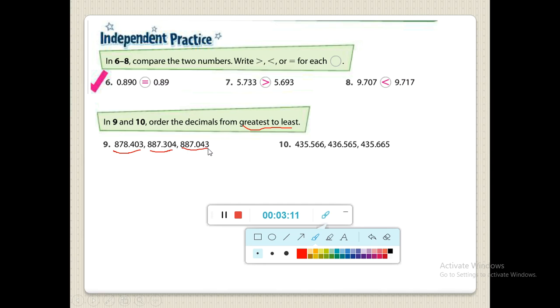I start comparing from the left, so I start comparing from the hundreds. 8, 8, 8, 7, 8, 8. So this is the smallest. It will be third. Now I compare these. 7, 7. The ones are the same. They are still the same. Then I compare the tenths. Here 3 and here 0. So this is greater. And this will be 1 in this case. And this will be 2 in this case.